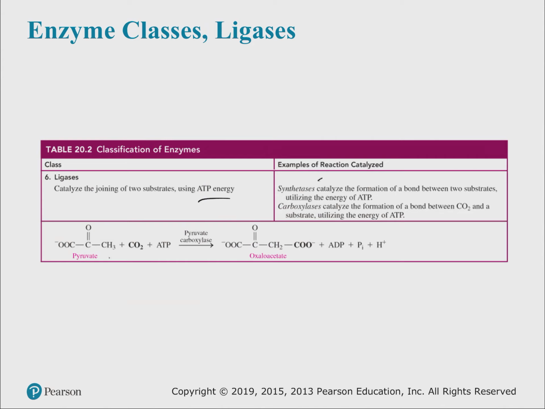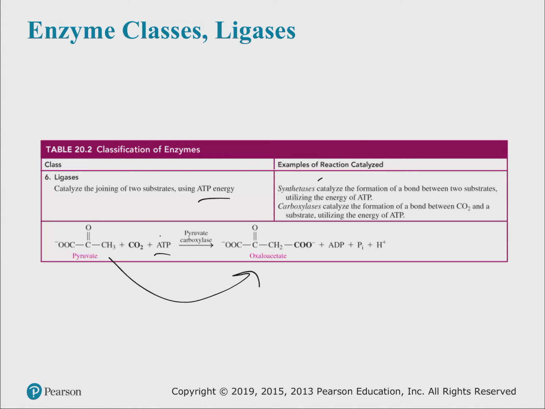So synthetases can catalyze the formation of bonds between two substrates. Carboxylases can add CO2s to a substrate using ATP energy. And so here's an example of that. Pyruvate, when we have energy to put into the system to get ultimately more energy down the road, we can turn pyruvate into oxaloacetate, which enters the citric acid cycle. Pyruvate plus CO2 and ATP.